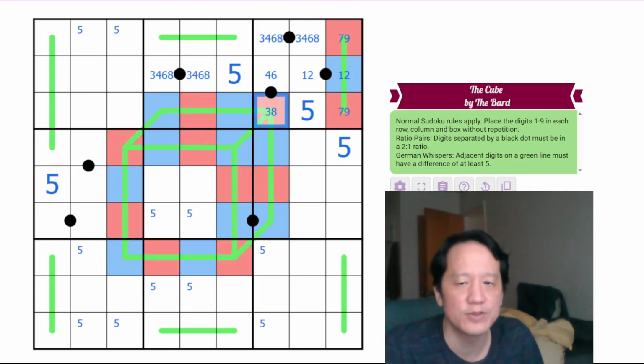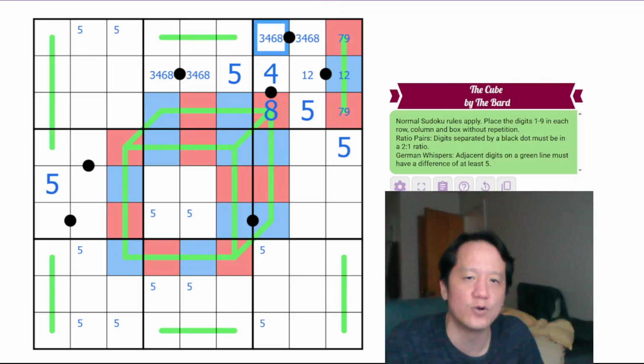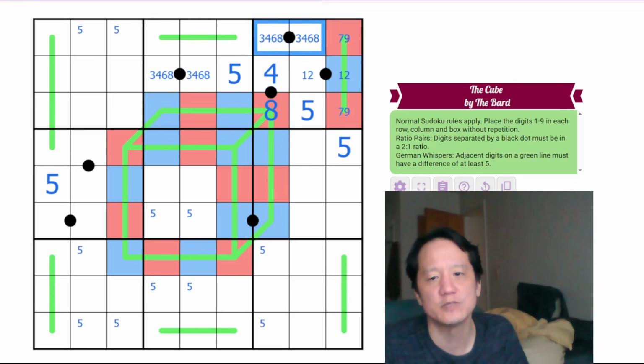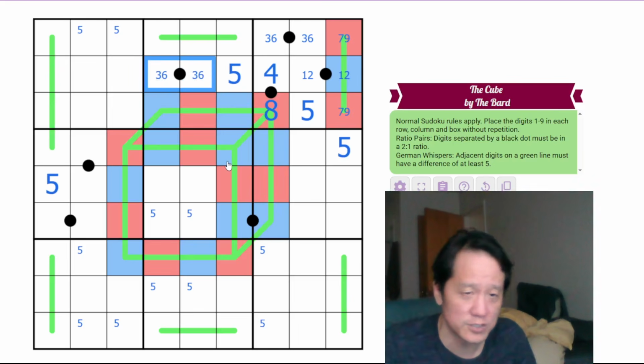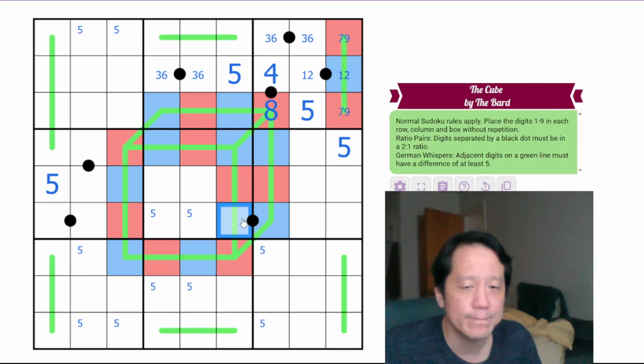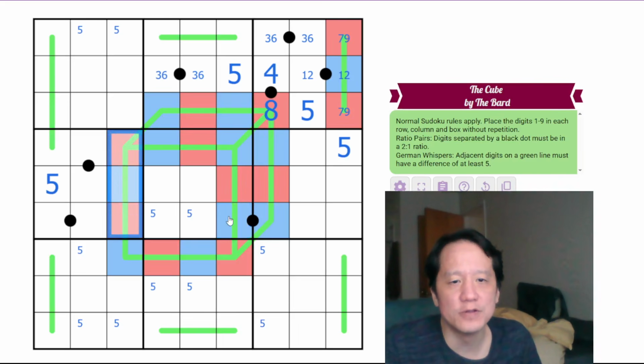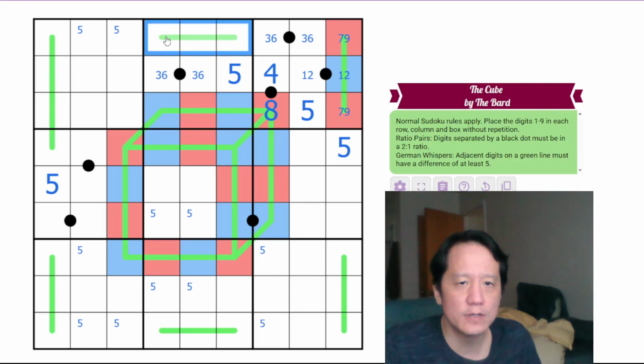Therefore, this cannot be 3. This is 8, which makes this 4, which makes this a 3-6 pair. 3-6 pair, no 4 and 8. 4 eliminates 4 and 8 as a possibility here, so this is also a 3-6 pair. And we have all the lows and highs in the central cube. Here we have 6.